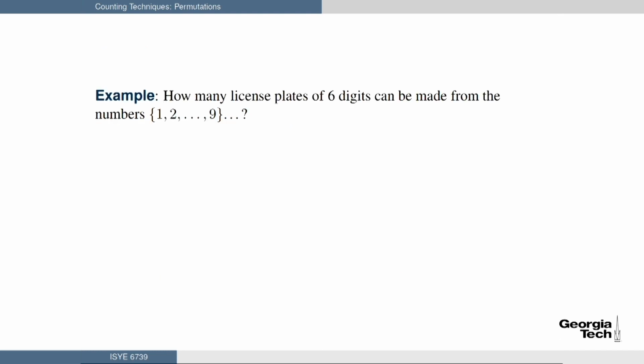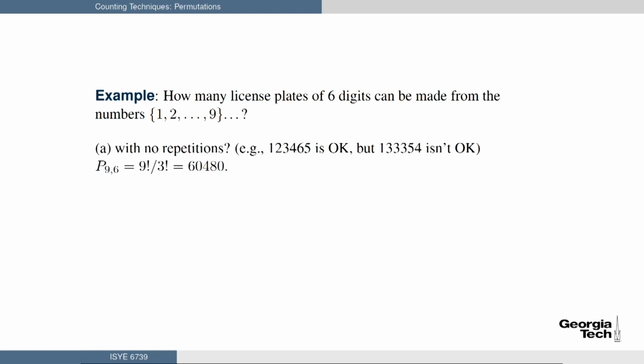Let's look at another example. This is an interesting one. How many license plates of 6 digits can be made from the numbers 1, 2, up to 9, and I'm going to list different conditions. And notice that I haven't put a 0 there because it's going to mess things up. Anyway, let's assume that we have no repetitions. So in other words, the license plate 1, 2, 3, 4, 6, 5 is perfectly okay, but 1, 3, 3, 3, 5, 4 is not, because it's got a repetition.